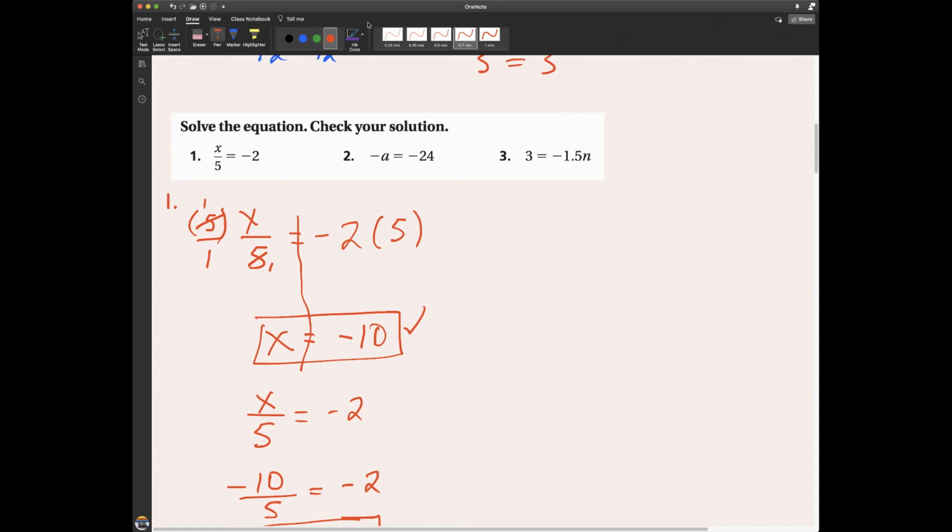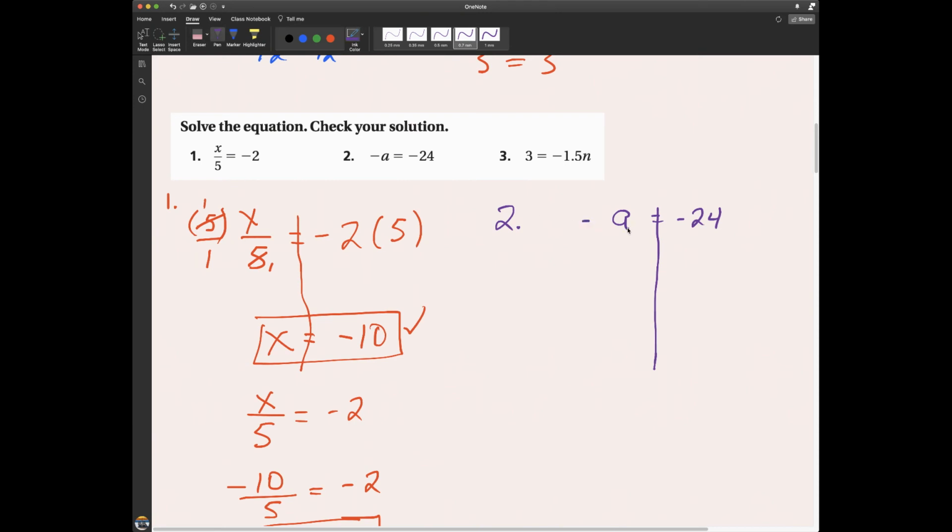Let me look at number 2. So number 2 says what? I have negative a equals negative 24. All right, so interesting problem. And I'm actually going to, let me put some room here. I'm going to put this negative sign.